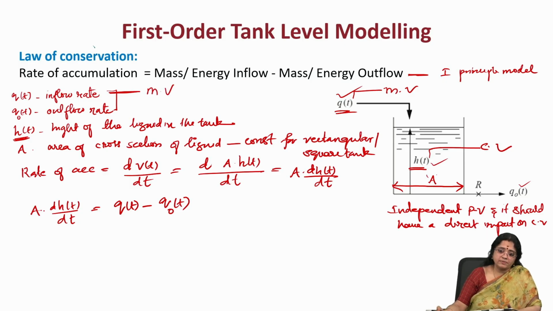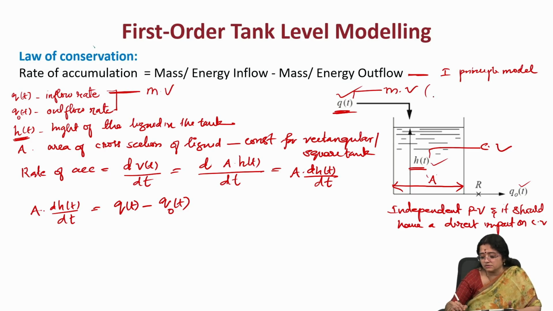But the selection of the manipulative variable also depends on various other requirements of the closed loop control, but that depends on the particular case. Generally we will look for process variables which are independent of other variables. So this Q of t is independent of other variables, therefore I have selected it as the manipulative variable.